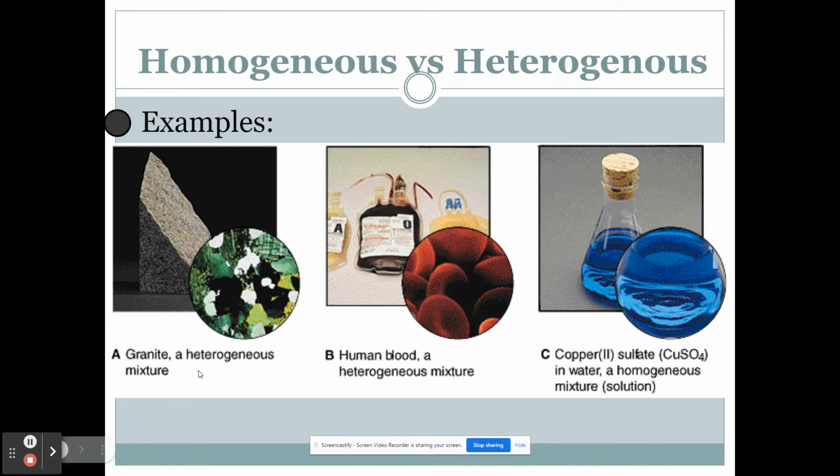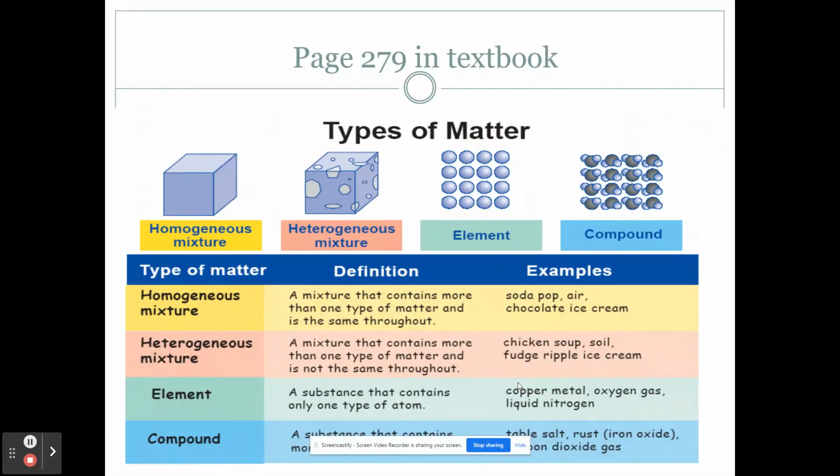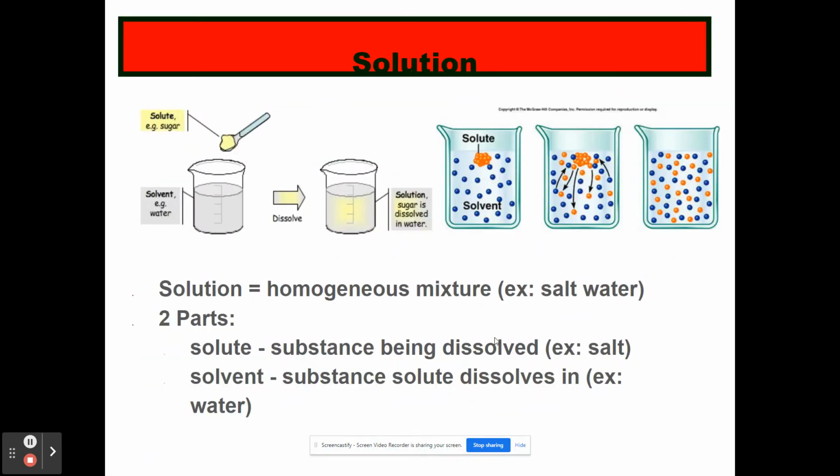All right, some more examples would be granite. It's heterogeneous. Human blood is heterogeneous. I can see the individual parts, your red blood cells, your white blood cells, your platelets. And then copper 2 sulfate in water, it's a homogeneous, like you can't see the individual parts. All right, so here's some more examples, and I'll link the presentation too. And so we go on to talk about solution a little bit more.